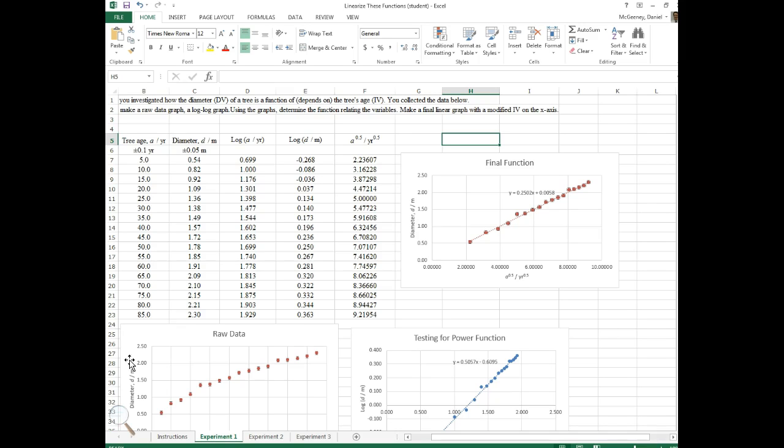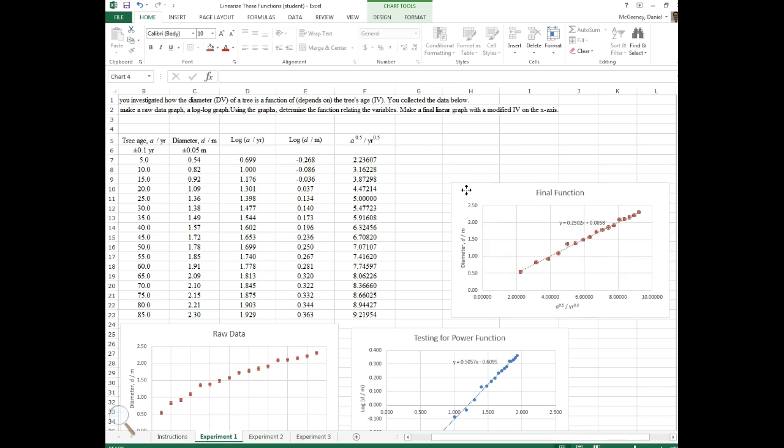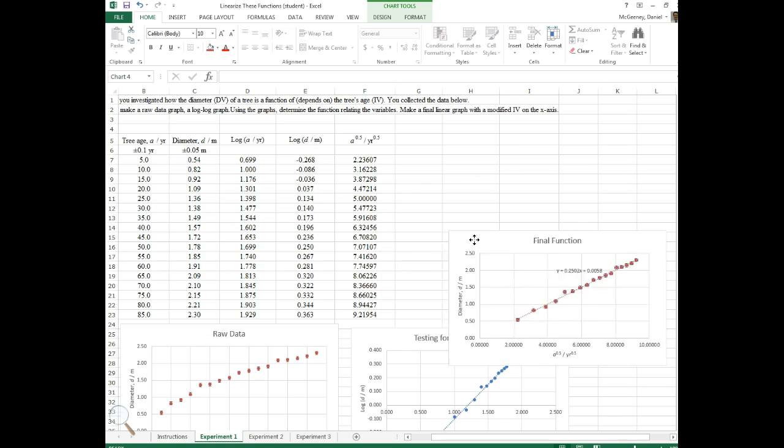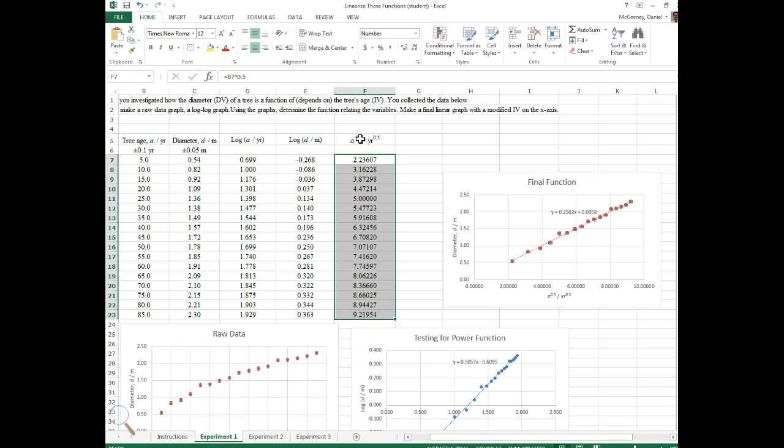Alright, here we are. We've done our final function. We figured out what the power n is for our function. It's 0.5. We rounded that value, which is a perfectly acceptable and encouraged thing to do. And now we have to figure out, well look, these a to the 0.5 values have uncertainty because they came from a values which had uncertainty.